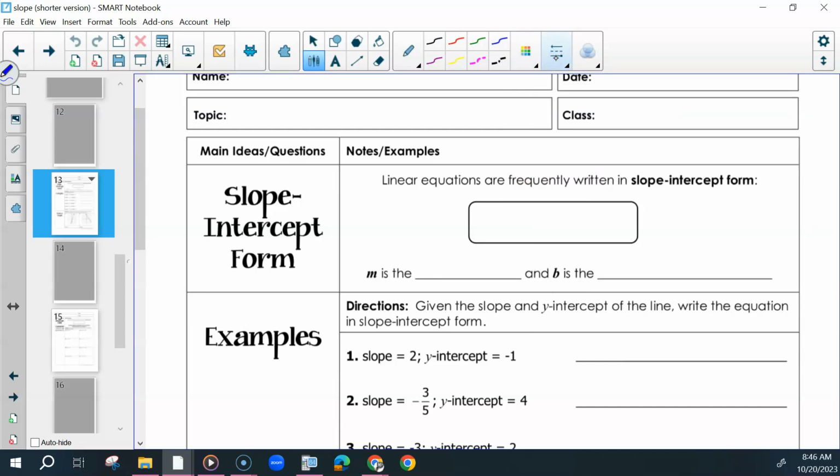Most of our linear equations are written in the slope-intercept form. Does anyone know what that format is? Omar? Y equals mx plus b. Y equals mx plus b, yes. Where m we talked about last time is the slope, with b.